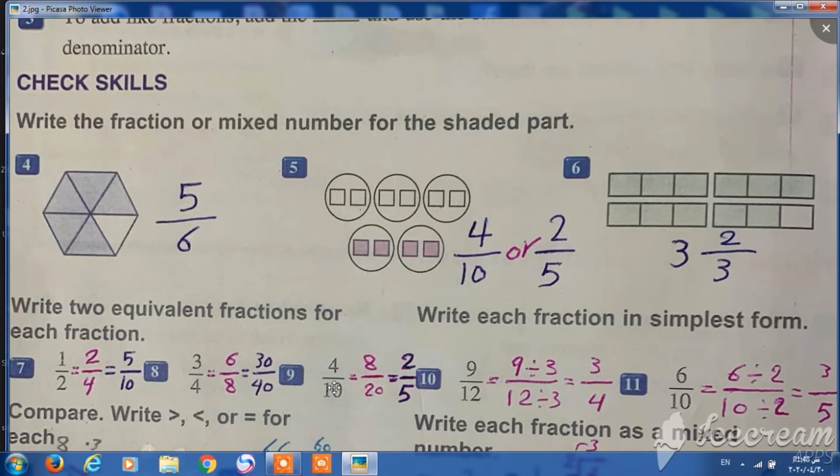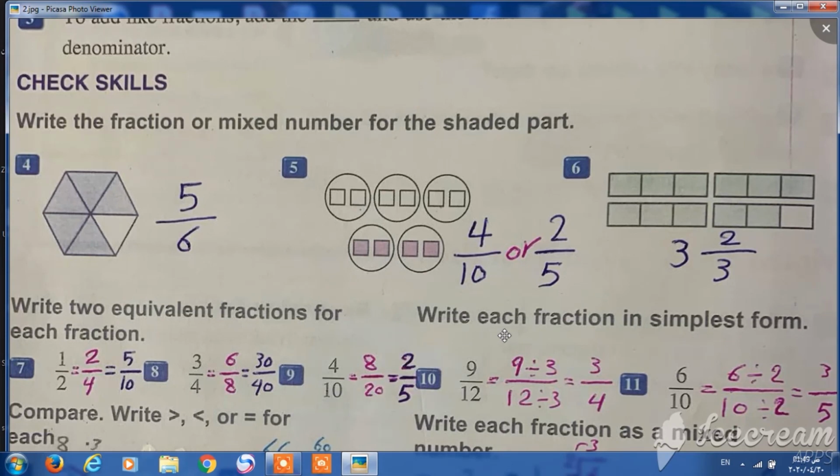From there we have 4 over 10. We multiply the first time by 2. 4 multiplied by 2 equals 8 and 10 multiplied by 2 equals 20. And we see that you can use division to write another equivalent fraction. From there I used division by 2. 4 divided by 2 equals 2 and 10 divided by 2 equals 5. So you get 2 over 5.